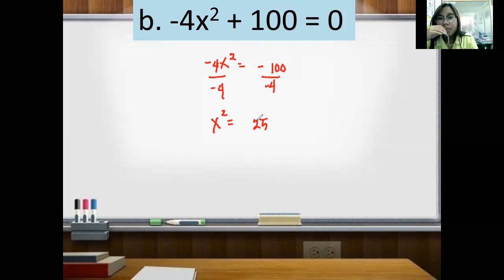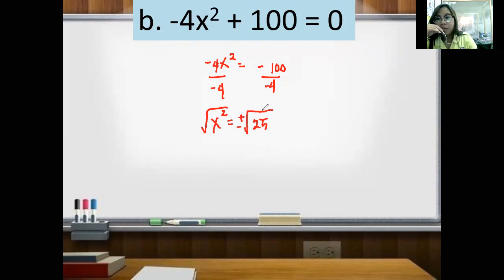Okay, now you can extract both sides by putting radical sign or square root to both sides, in the left and the right side. So let's extract this equation. x squared is equal to 25. Okay po. So let's put radical sign here. Square root of x squared and positive and negative square root of 25.